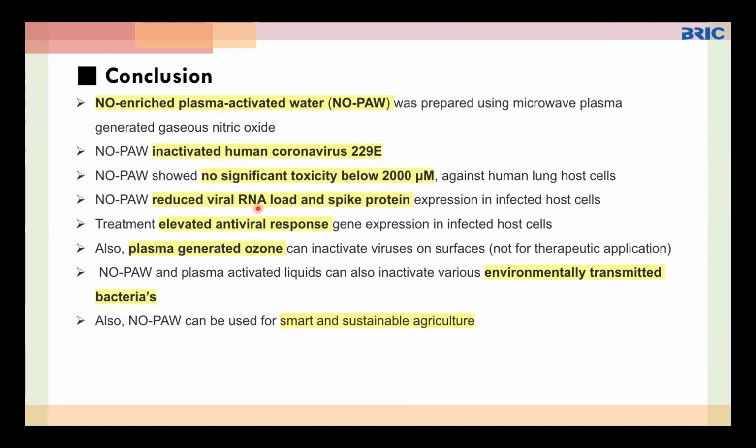NO-PAW reduced viral RNA load as well as spike protein in the infected host cells. Also, NO-PAW elevated antiviral response genes in the infected host cell to fight against virus infection. Also, plasma generated ozone, which nowadays we are working on, can inactivate virus on the surface. That is not for therapeutic purposes, that is just for sterilization purposes. And NO-PAW is also effective against environmentally transmitted bacteria. And we can say it is a very nice sterilization agent, which can be used in hospital settings or clinical settings.